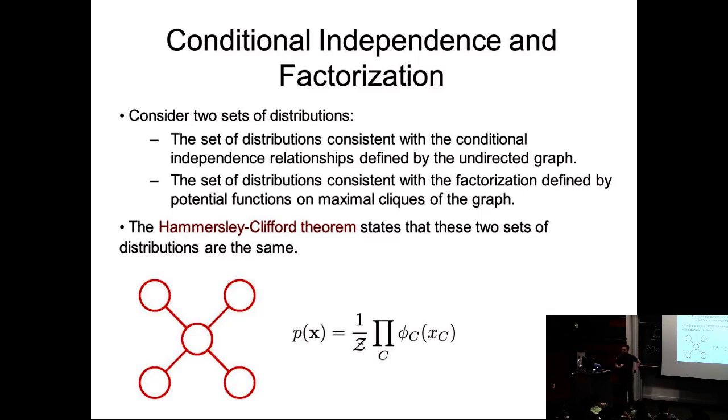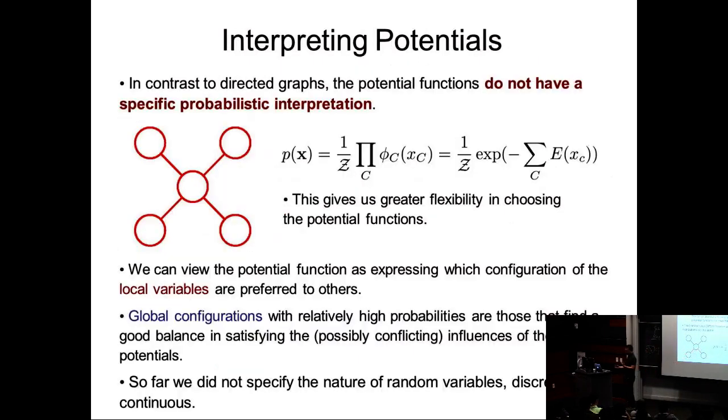Okay? So if I specify it as a product of a bunch of potential functions defined on the graph's maximal cliques, and I look at the conditional independence properties, and if I look at distributions consistent with the conditional independence relations defined by the undirected graph, like via the Markov blanket, then these two sets of distributions are the same. This is known as the Hammersley-Clifford theorem. So it basically means that this graph and this factorization property for this graph respect these conditional independence properties; they're the same. So let's look at interpreting what these potential functions, or these energy terms, do.